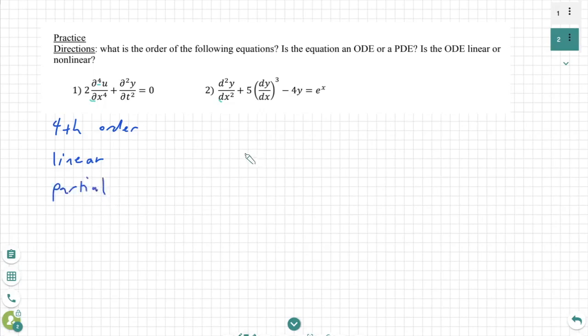Okay, and what about the other one? It would be second order. And is it linear or nonlinear? It's nonlinear, right? Yeah, nonlinear. And these are normal derivatives, so ordinary. Second order ordinary. Okay.